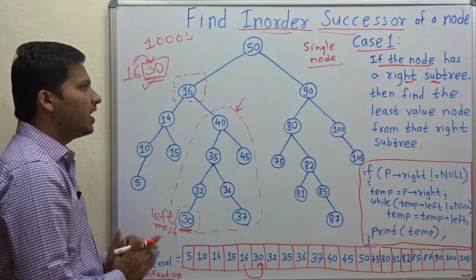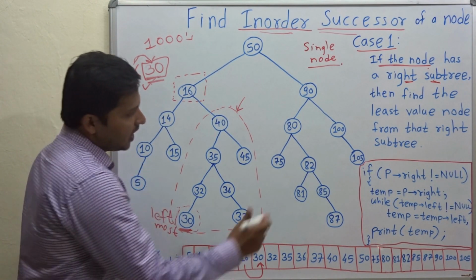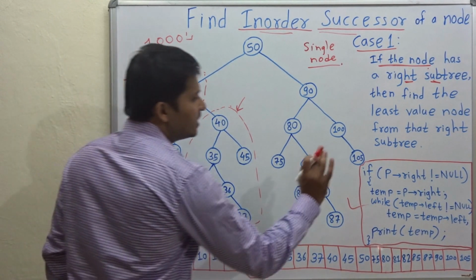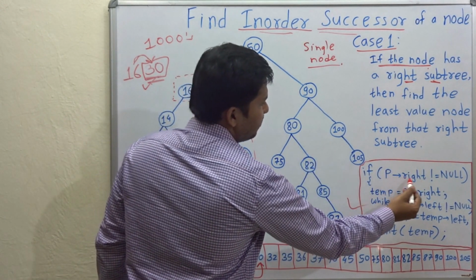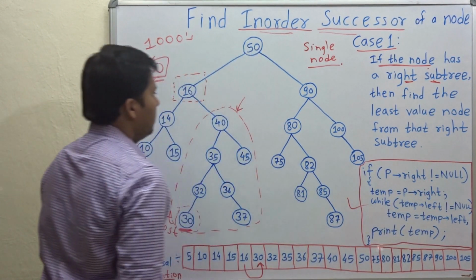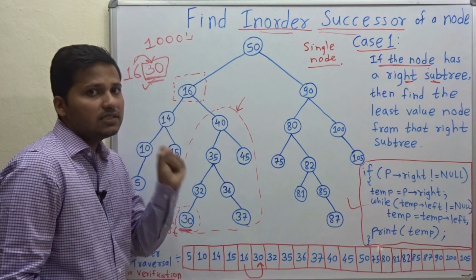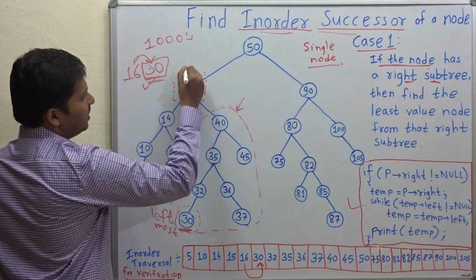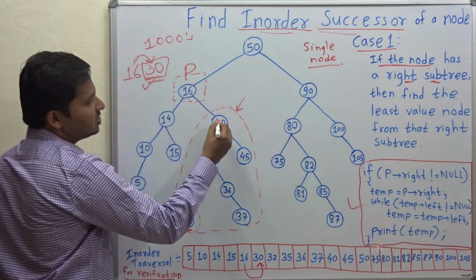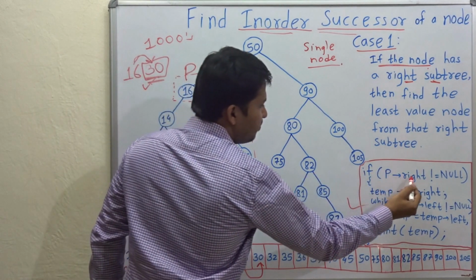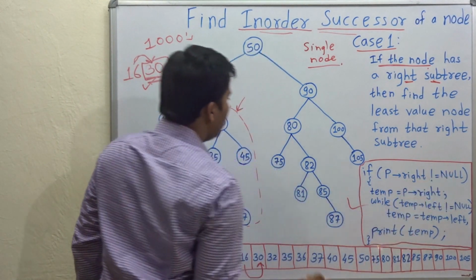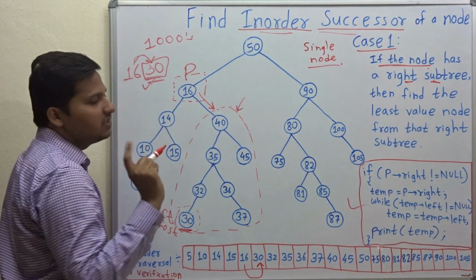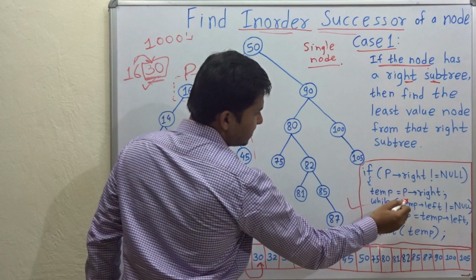Now, how to write a code for that? So I have written it here. It's very simple. See, now I read this code. If p points right is not equal to null, means if the right subtree is present, means if that node p has a right child. See, if p points right is not equal to null, means the right child is present. If the right child is present, we go inside.